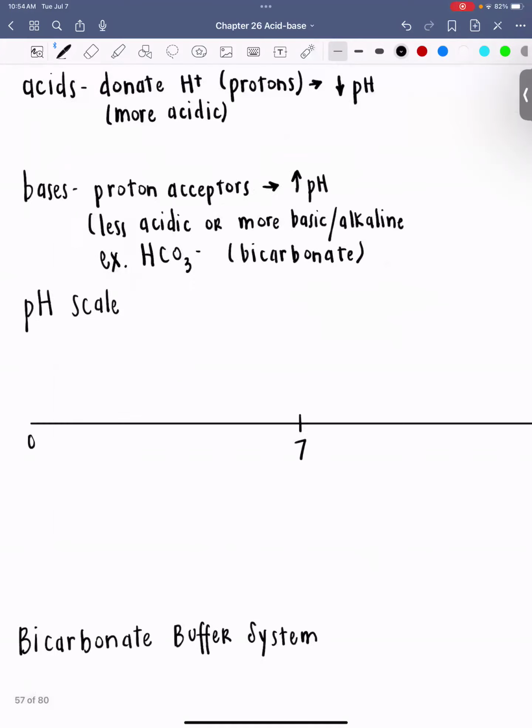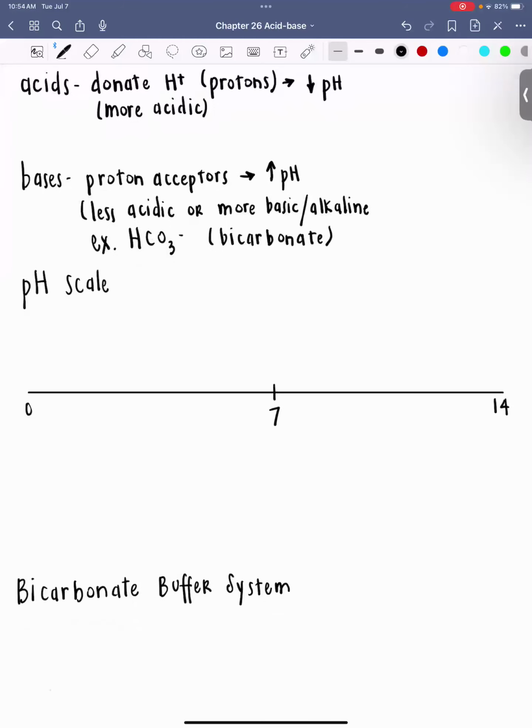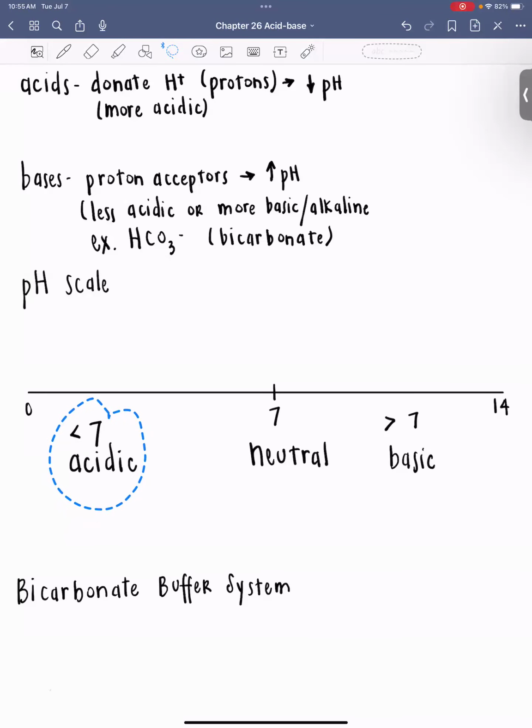HCO3. On the pH scale, which ranges from 0 to 14, 7 being neutral, anything less than 7 is acidic, and the lower the pH, the more acidic. Anything greater than 7 is basic or alkaline. And again, the higher the pH, the more basic. So the acidity, again, is due to hydrogen ions.